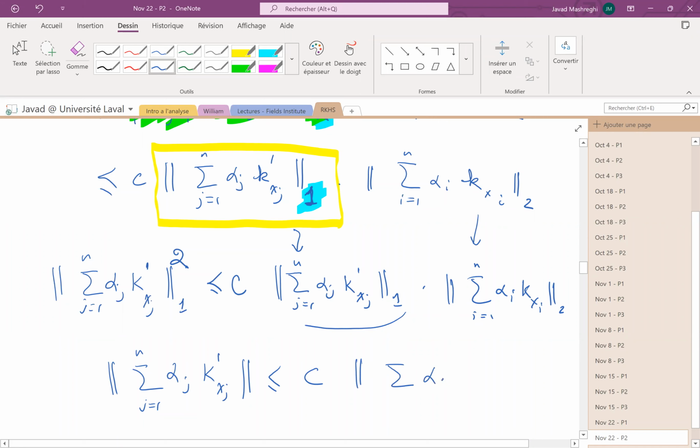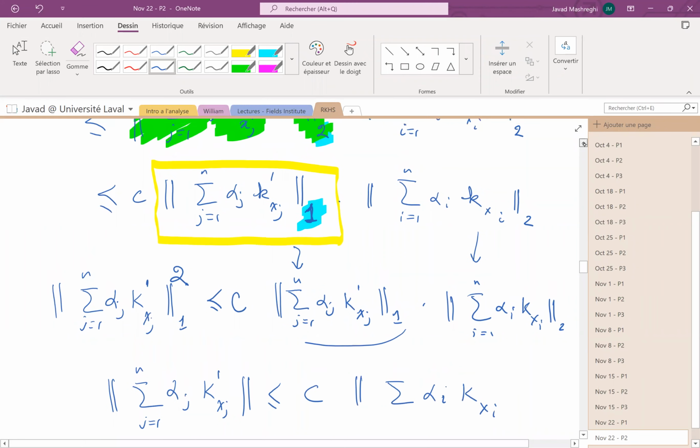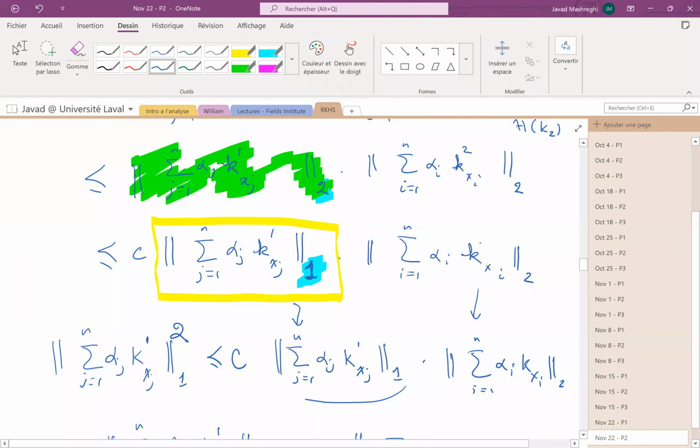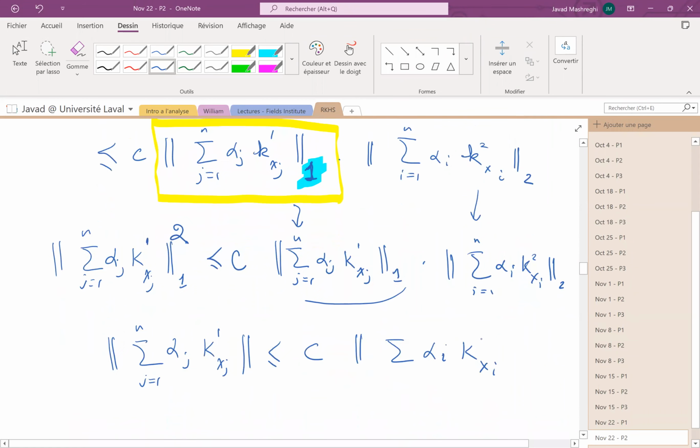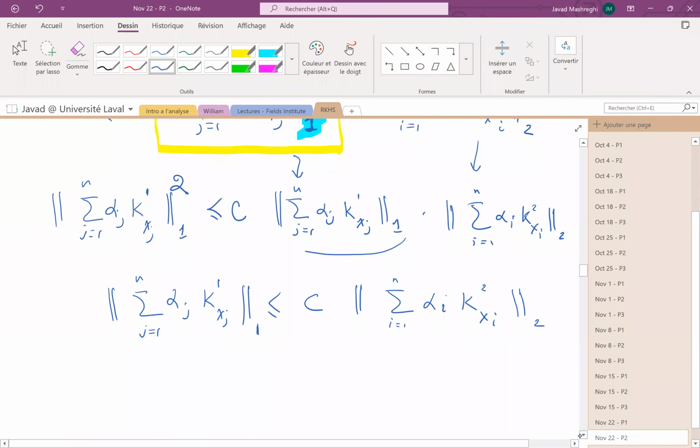I think a 2 is forgotten from some point on. There is a 2 which is forgotten here, forgotten here, forgotten here. Well, almost at the end.